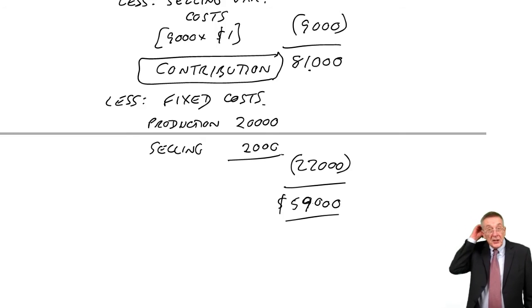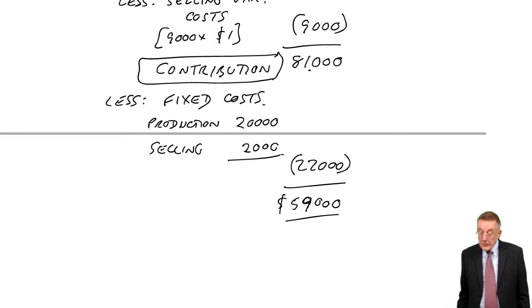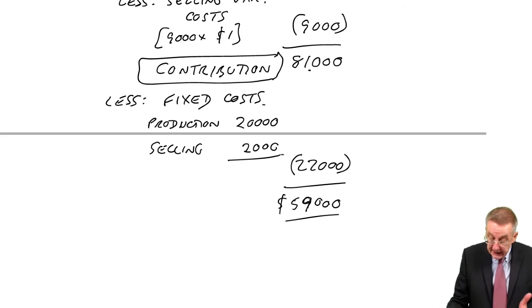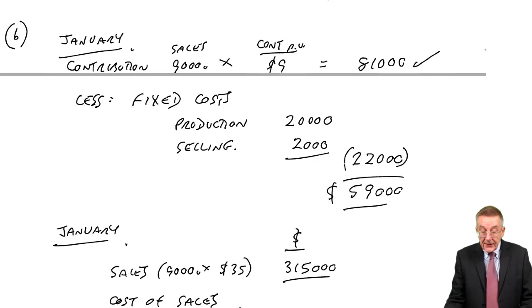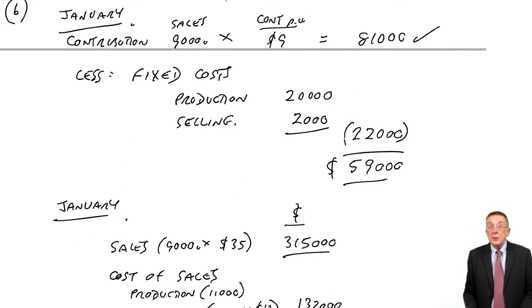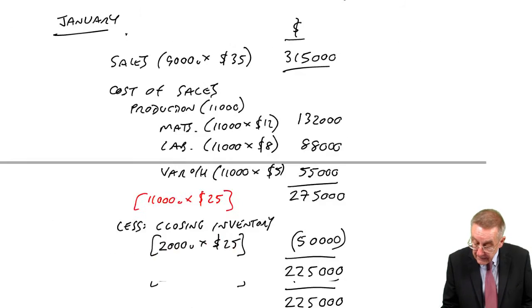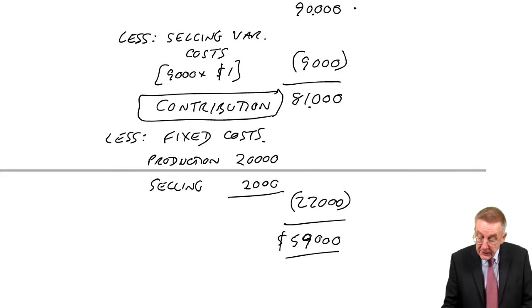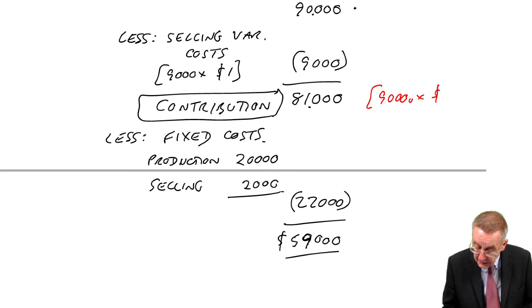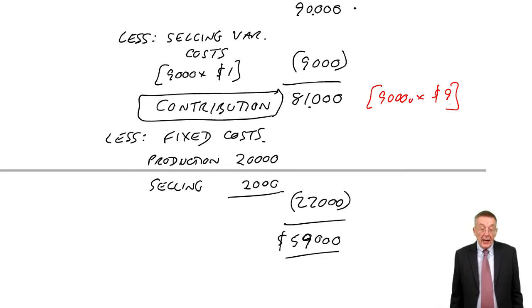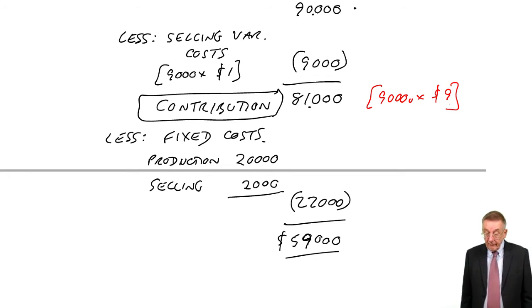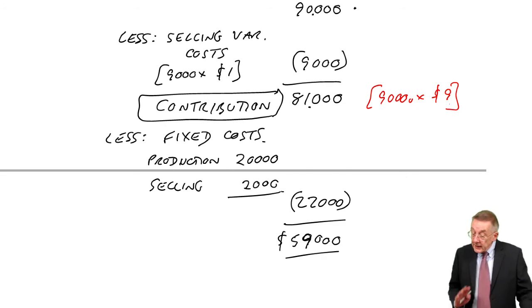So, in a lot of ways, so much easier, of course. And again, no need for all the business up at the top. I said earlier, if you were just asked what the profit is, well, since we know the contribution is $9 a unit, we could have written the 81,000 straight down. 9,000 units sold at $9. Subtract the fixed costs. And there we are, there's our profit. All right, well, that's beautiful.